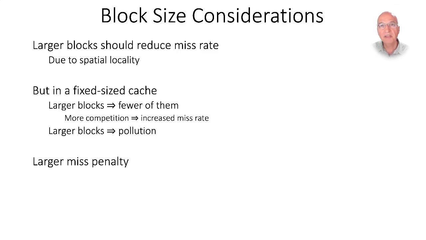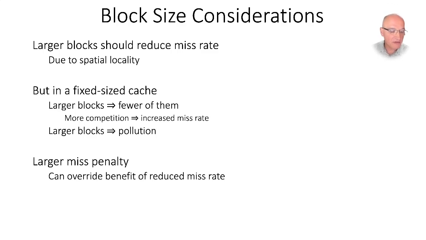The other problem is that I have a larger miss penalty, because remember, the miss penalty is the amount of time that it takes to bring a block from the lower level of the cache when I have a miss. The larger the block, the more time it takes to bring the block into the cache. So that could override the benefit of having a reduced miss rate.